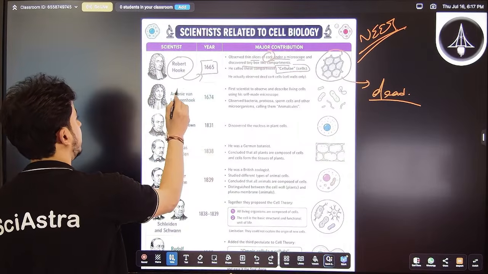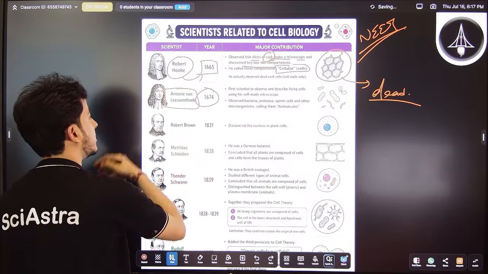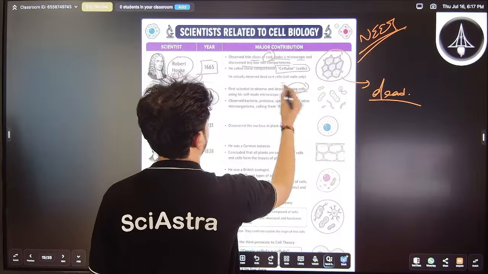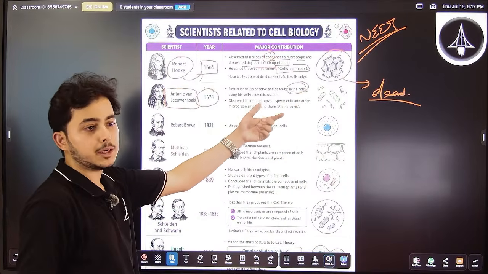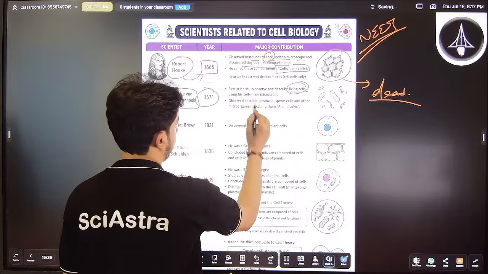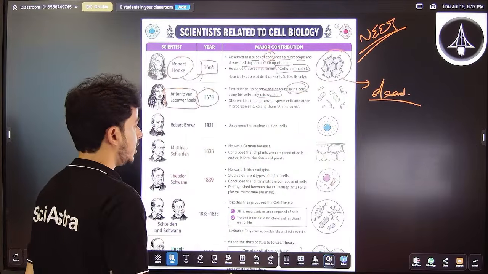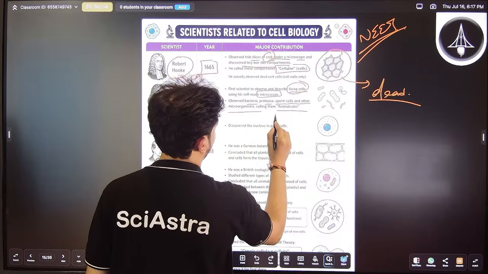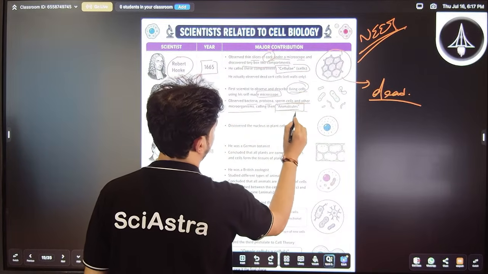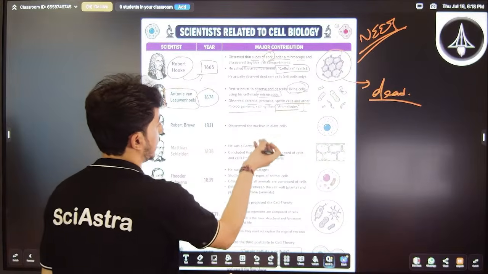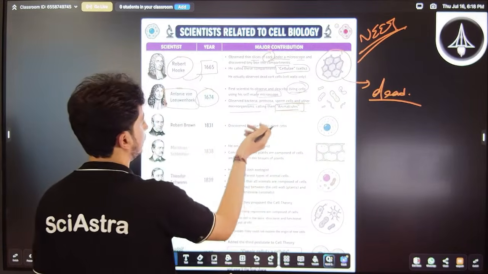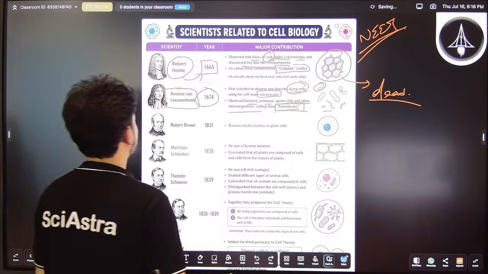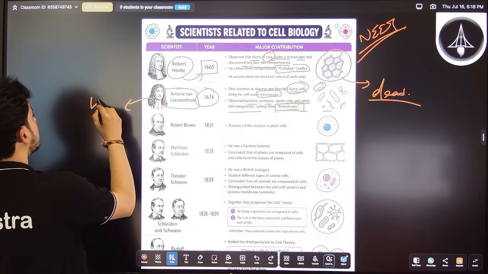Then comes Antony von Leeuwenhoek in the year 1674. He was the first scientist to observe and describe living cells using his self-made microscope. And what a microscope is, we will cover today. He observed bacteria, protozoa, sperm cells and other microorganisms, calling them animalcules. So basically he was the first scientist who observed the first living cells.